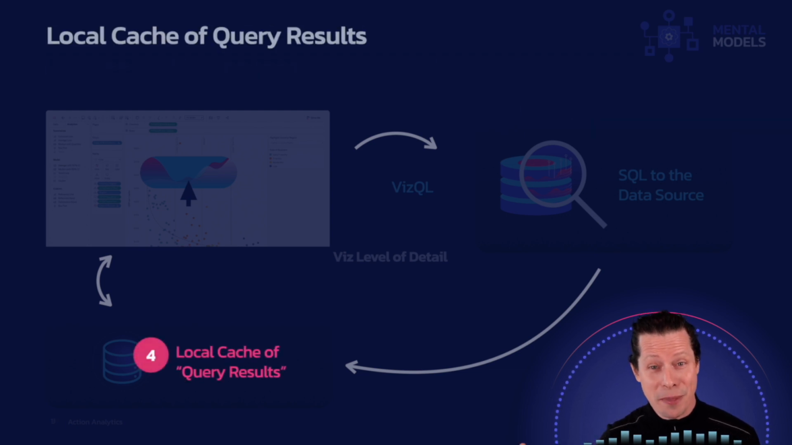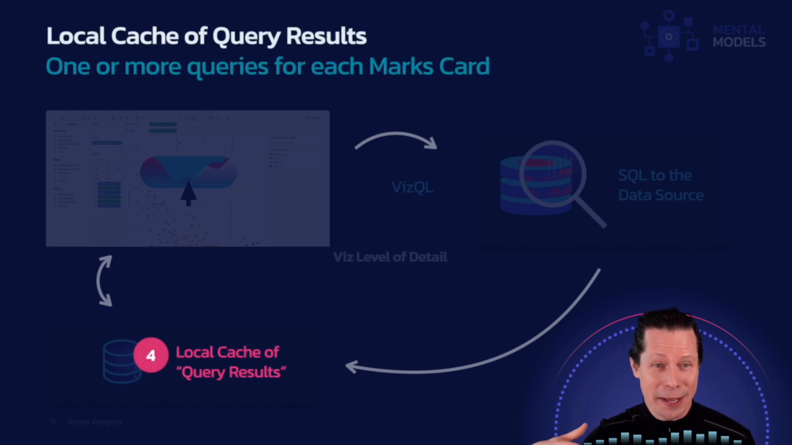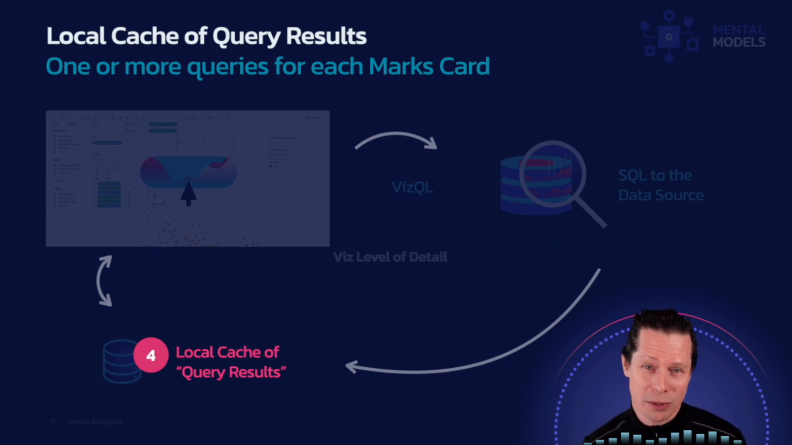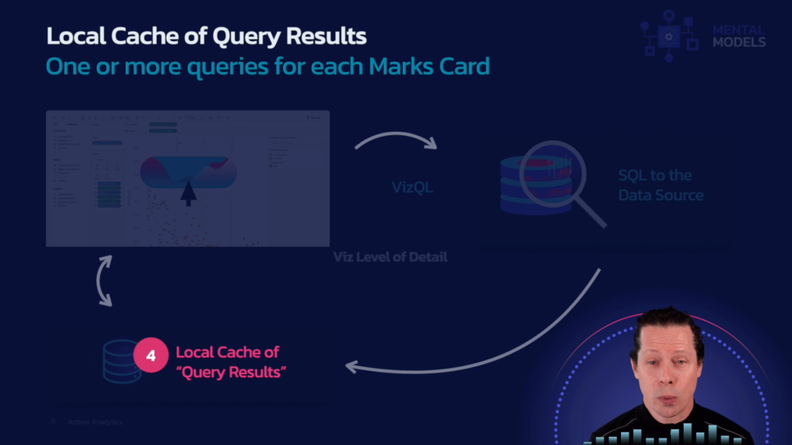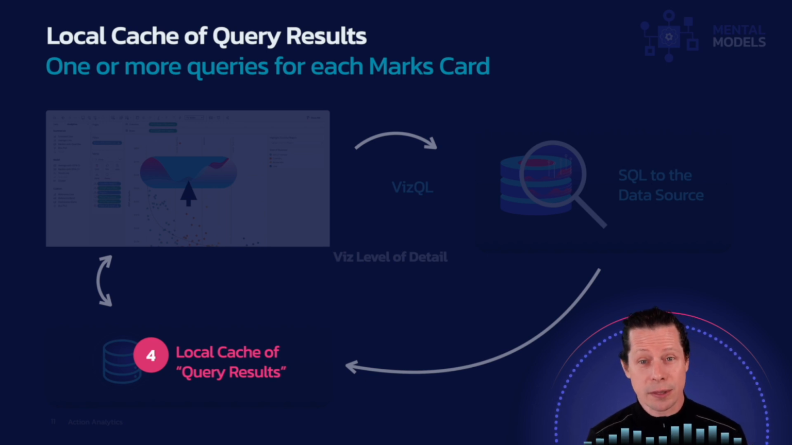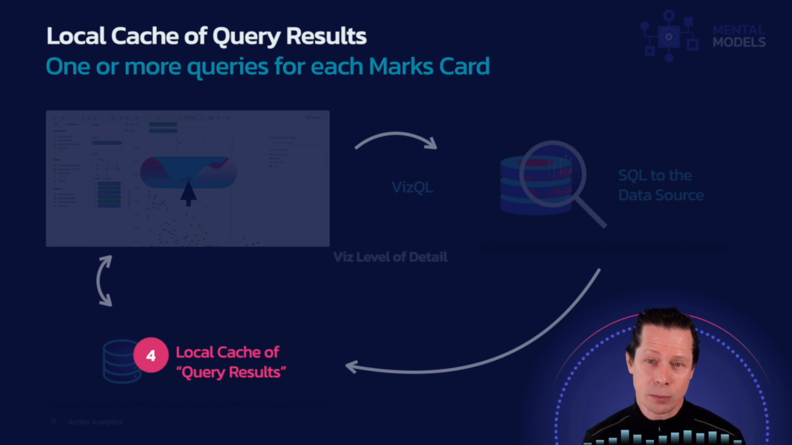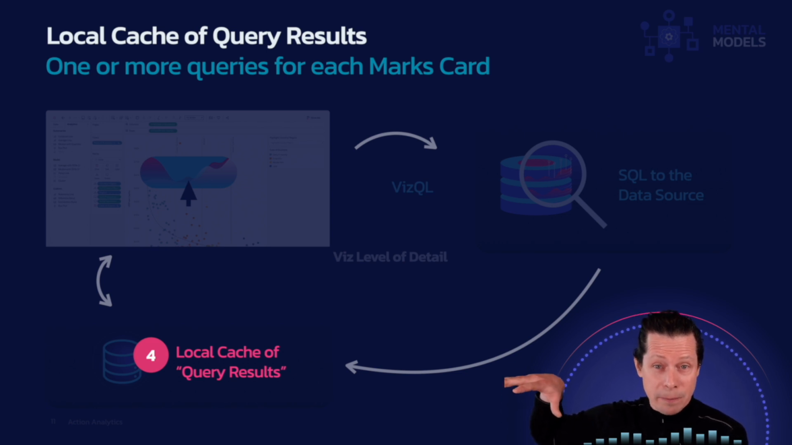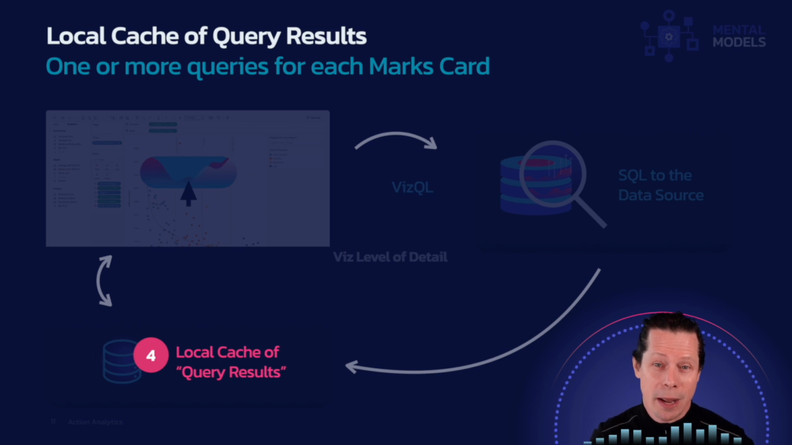Okay, and so then from there, we're going to get this aggregated local cache of query results. And so the arrangement of pills on the canvas is going to determine the query that goes to the view. Specifically, the dimensions we've discussed are going to send a group by in that SQL, and the measures are going to aggregate to the level of detail of the dimensions in the view. And ultimately, that query that goes across those relationships is going to come back with a set of results.